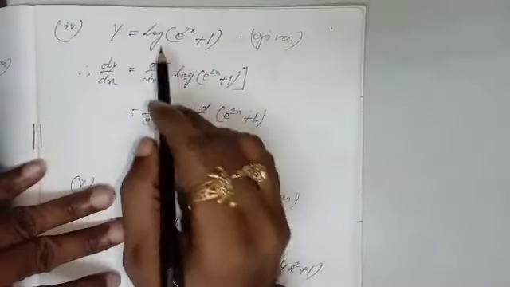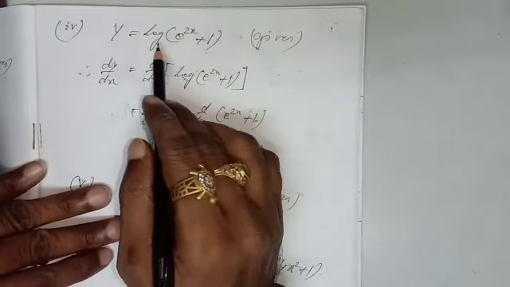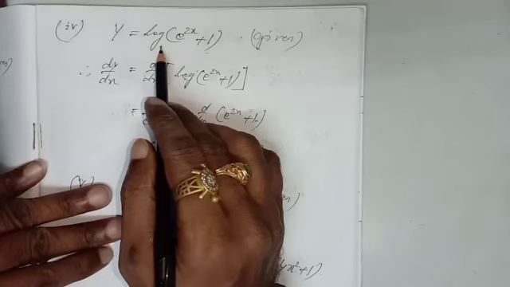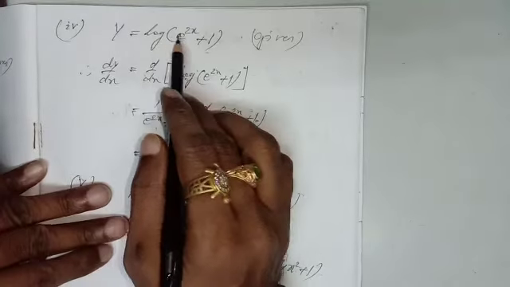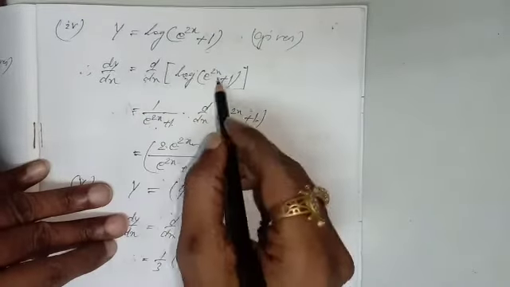Fourth part question, given log of e to the power 2x plus 1, base not given, means base is e. If something is mentioned, you have to go in that way. dy by dx is equal to dy by dx of log of e to the 2x plus 1.